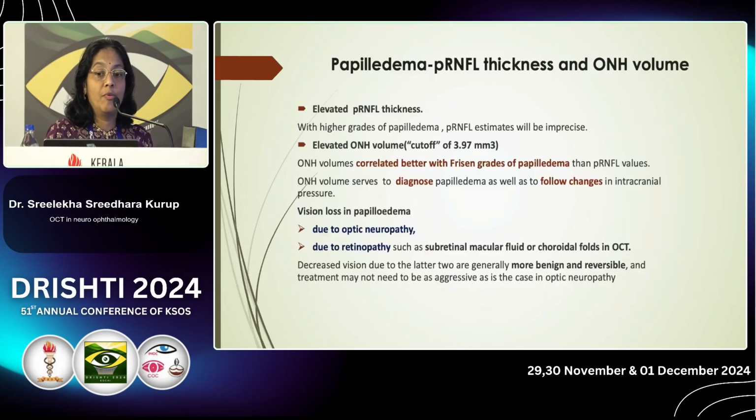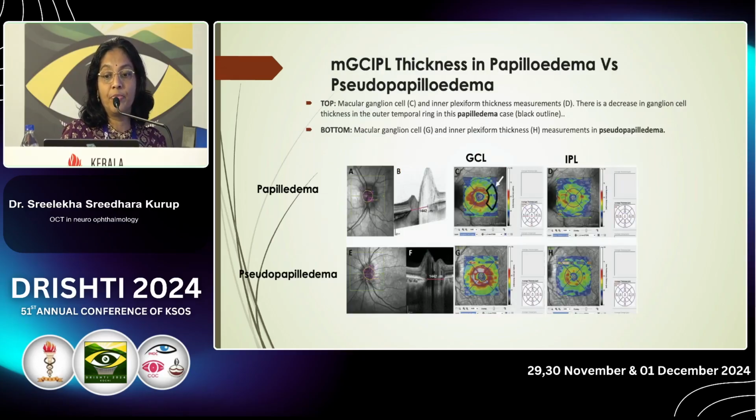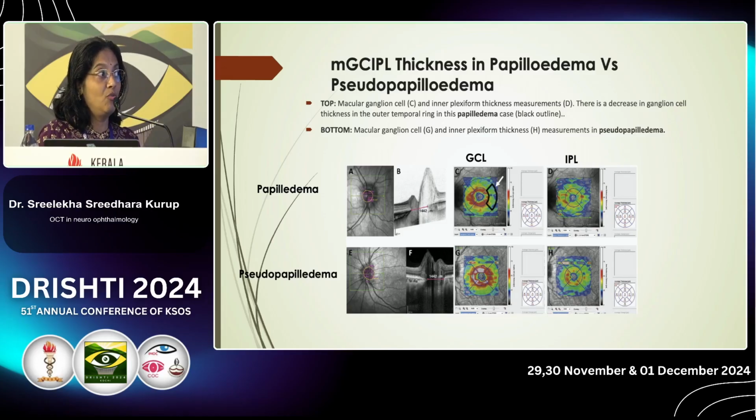In papilledema, other than this RNFL thickness and ONH volume, OCT is also helpful in demonstrating macular fluid, that is subretinal macular fluid or choroidal folds, as a cause for defective vision, because these are generally reversible. And this GCL thickness can also distinguish papilledema from pseudopapilledema. As you can see here in papilledema, there is temporal aspect GCL thinning, whereas in pseudopapilledema it is uniform thickness all around.